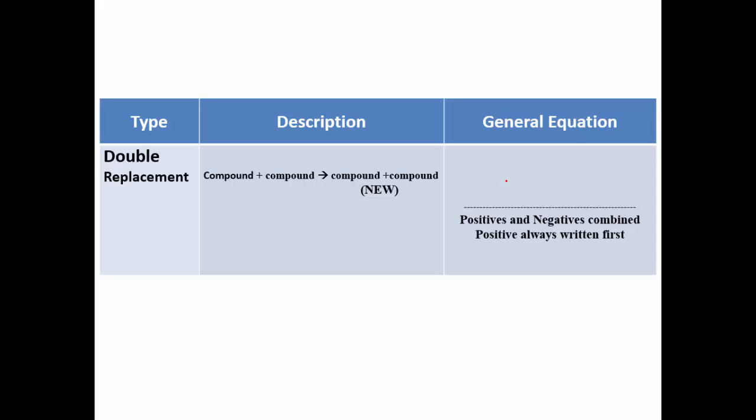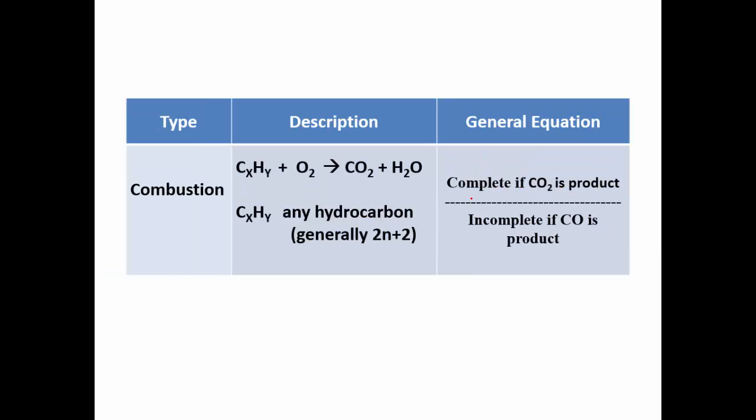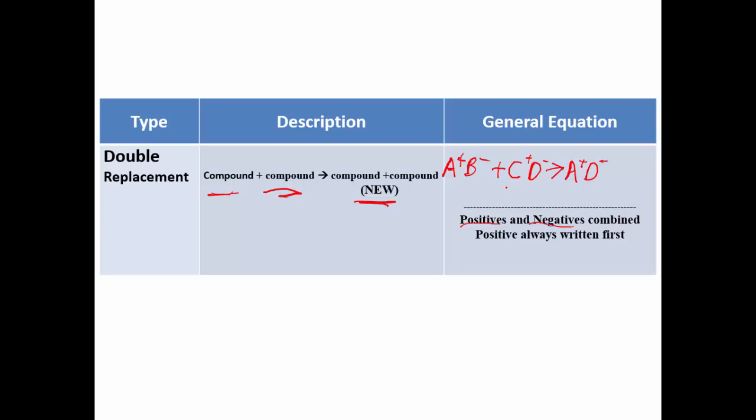From single to double replacement, we'll have 2 replacements happening here. A compound plus a compound is going to produce a new compound and a new compound. For this one, we're going to write it out in full. I'm going to go with A positive, B negative, plus C positive, and D negative. Now, positives and negatives are going to combine with each other. So the positive A and the negative D are going to combine: A positive, D negative. And remember, positive is always written first, so the C and B are going to combine: C positive and B negative.